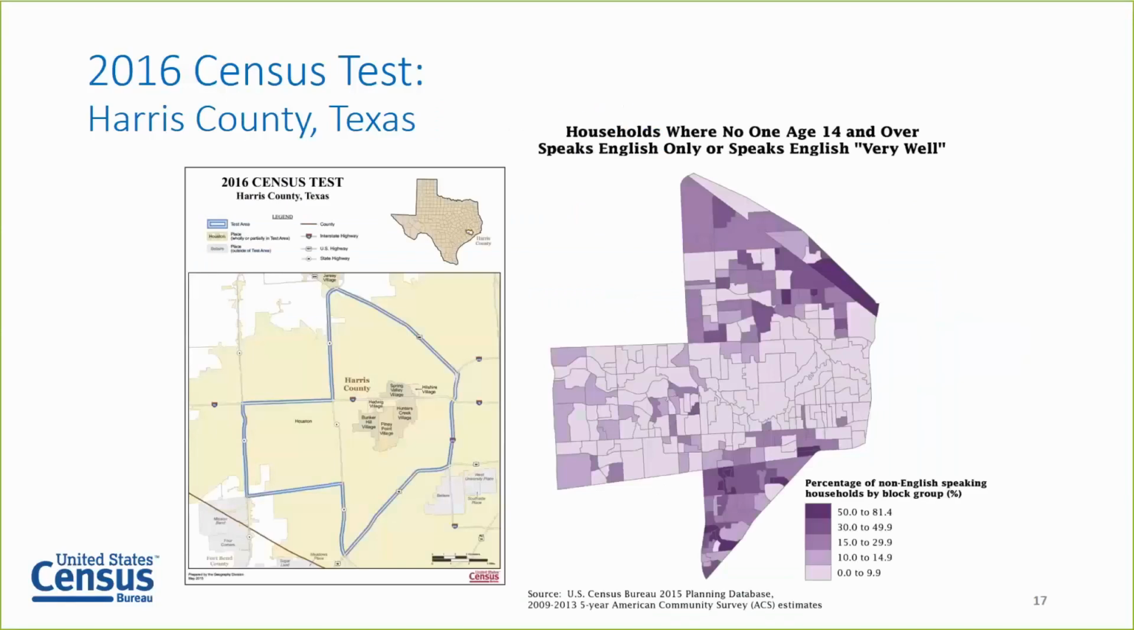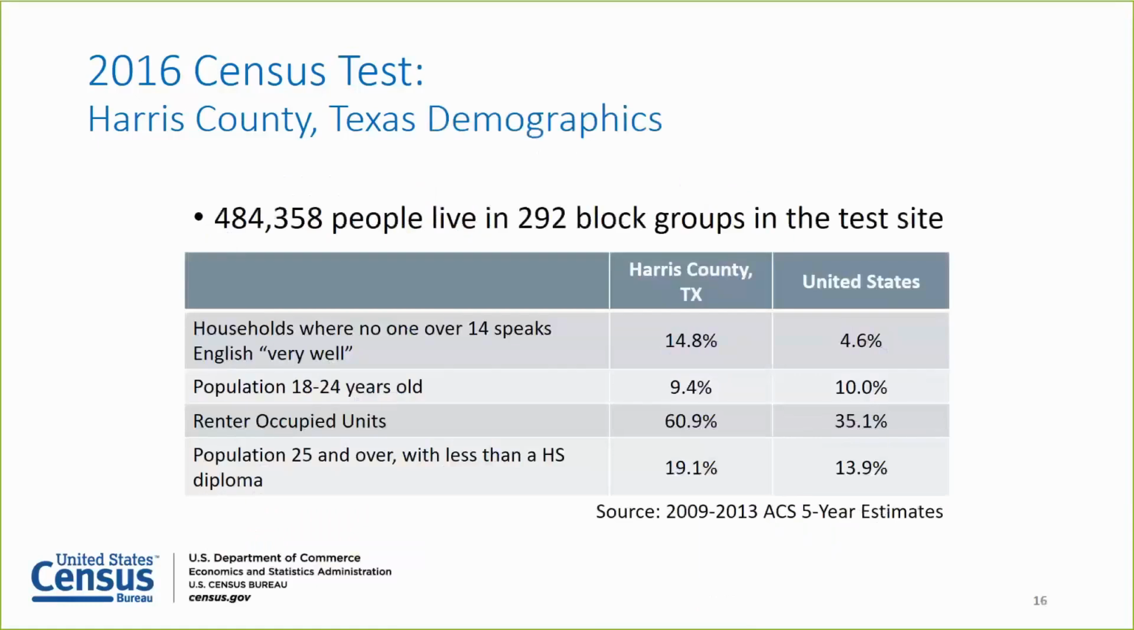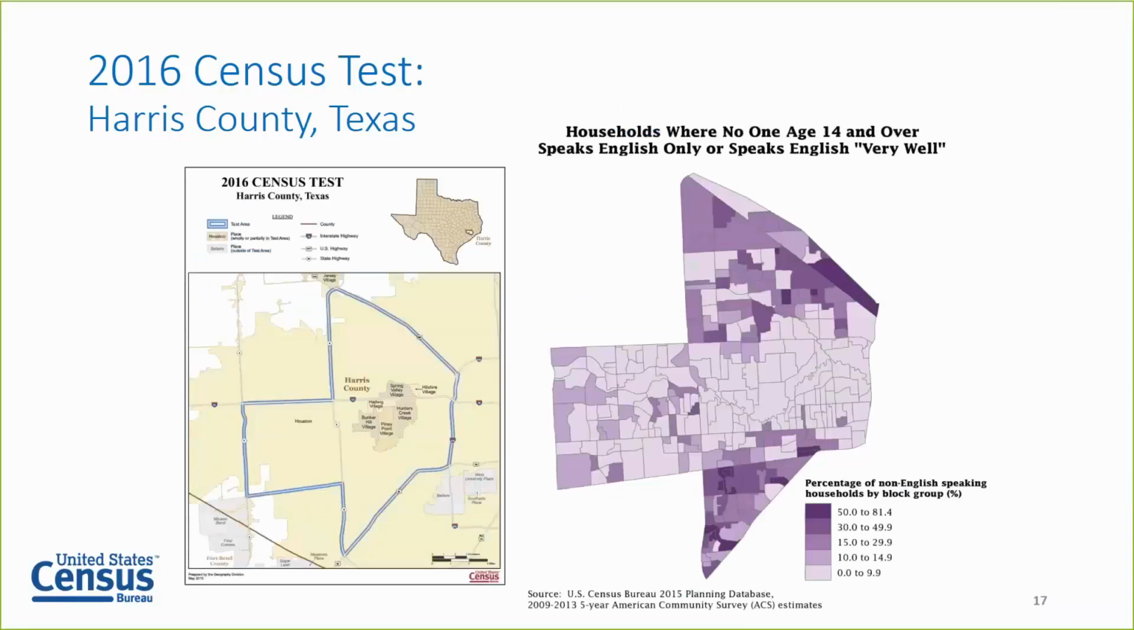Okay. All right, so here's a map that we created of Harris County, Texas. If you'll look, remember the previous slide, for this area, the share of households where no one speaks English very well is about 14.8%. However, if you look at where that's distributed, in those dark purple areas, 50 to 80% of the households have no one in the household who speaks English.